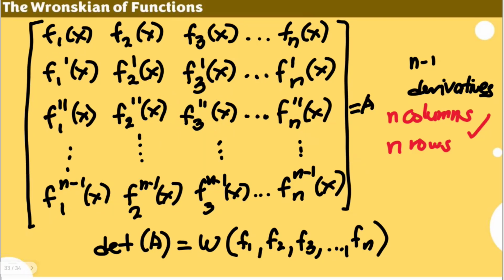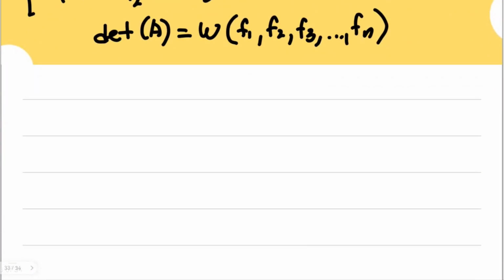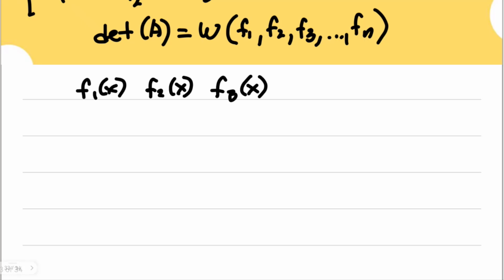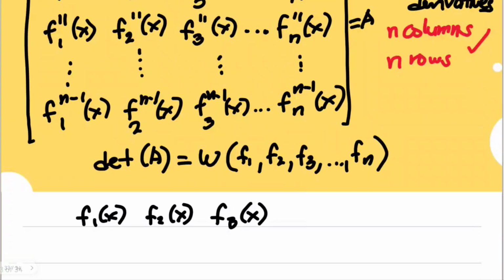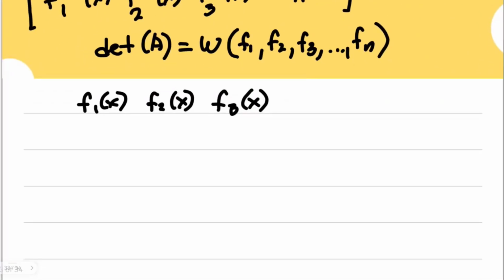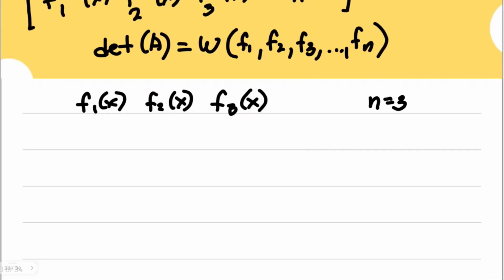I'm not going to give specific examples here. We will have specific examples in different videos later on. But just for an illustration, say for example, if you have three functions, f sub 1 of x, f sub 2 of x, and f sub 3 of x, so that we will be able to understand and appreciate that it's actually a square matrix. So we have n being 3. So we'll have n minus 1 derivative. That means 3 minus 1. So we'll end up until the second order.